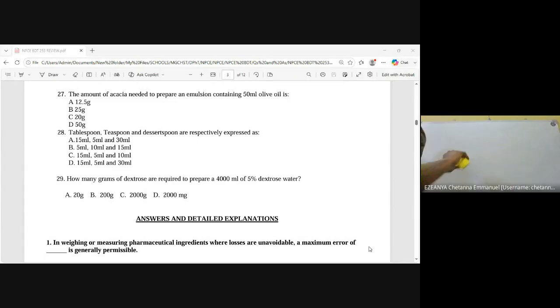All right, let's look at another question. This question says, calculate the amount of sulfur present in 30 grams of 2% sulfur ointment. What's the answer?